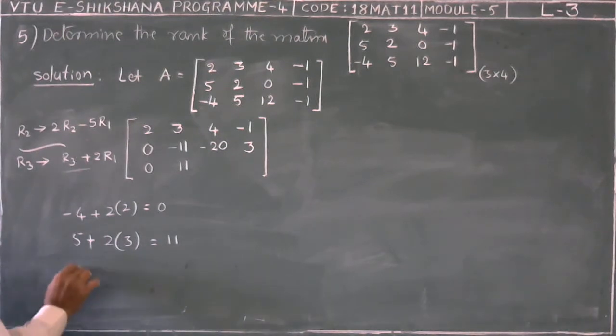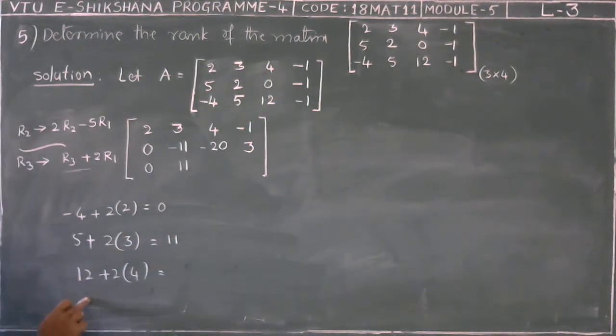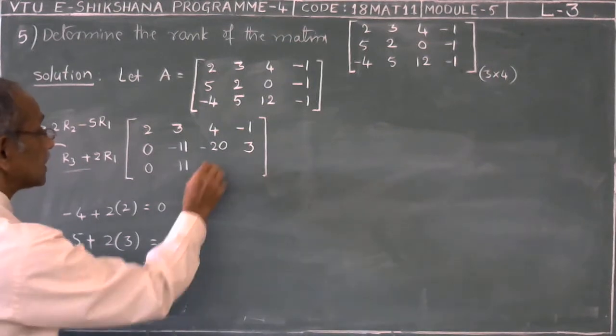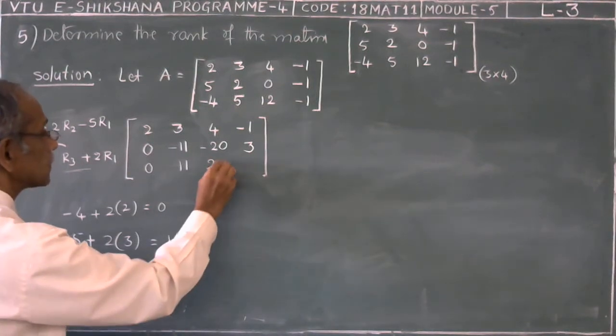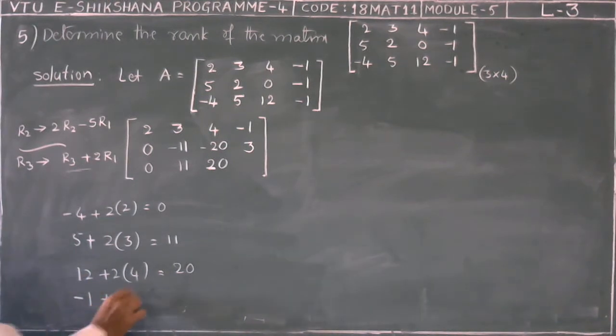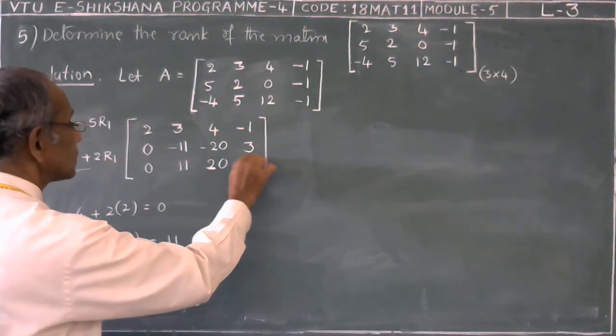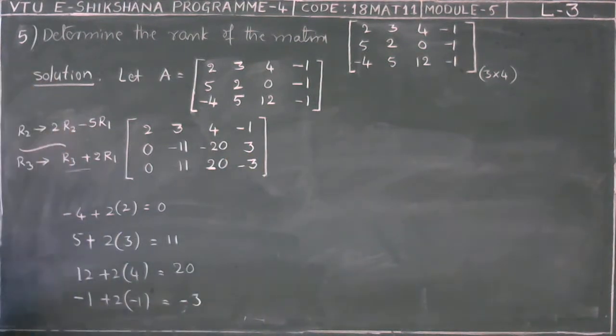Then the next element: 12 plus 2 times the corresponding element, which is 4. So 12 plus 8 is 20. The next element: R3 minus 1 plus 2 times the corresponding R1 element minus 1. So this is minus 1 minus 2, minus 3.